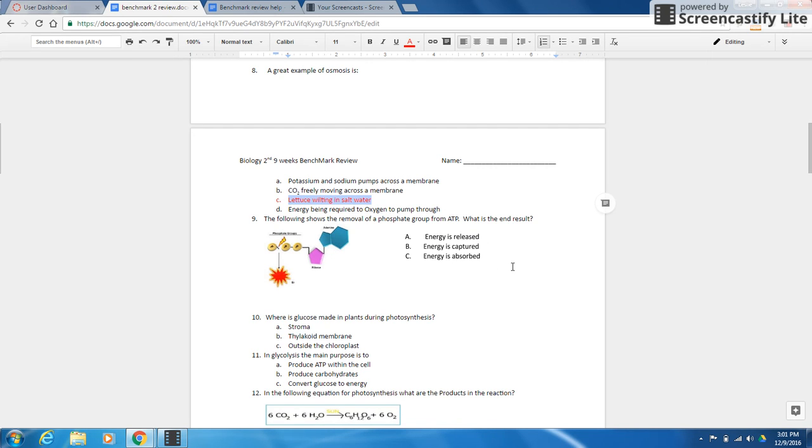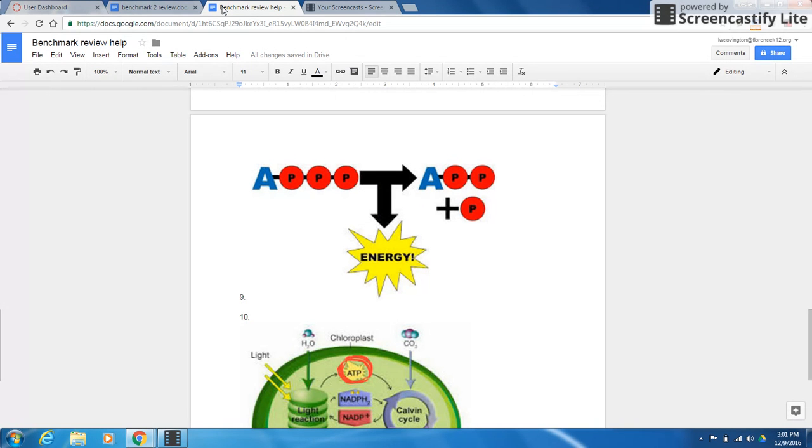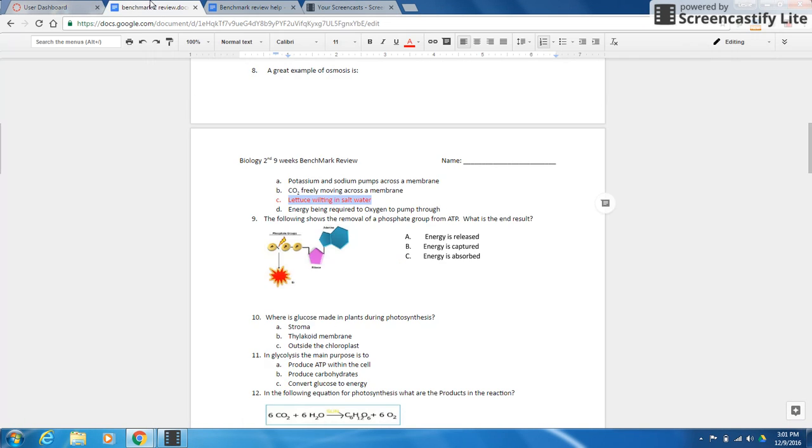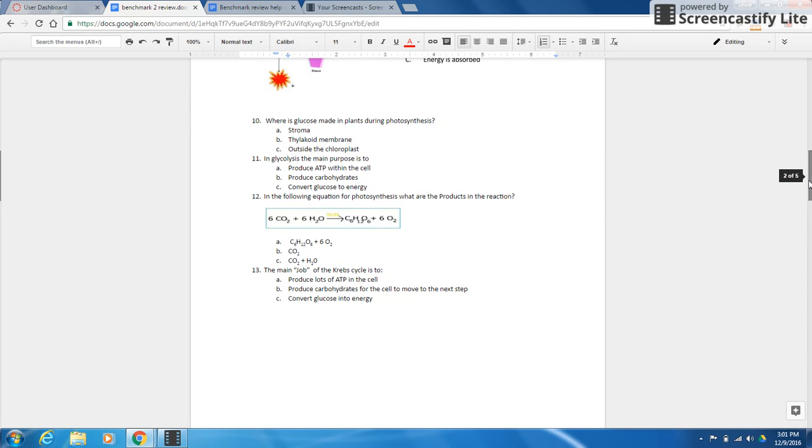So the answer is going to be that because as soon as I break that phosphate, I'm going to release energy. And in that energy is where I get those ATPs, and that's how I get ADP, and this is how I get my energy in talking about cellular respiration.